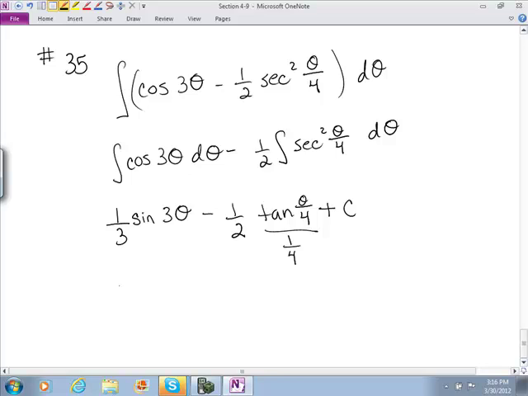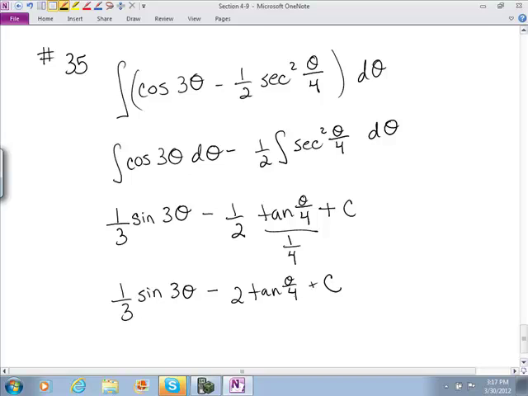So this cleans up to be 1/3 sine 3 theta minus, so multiplying by 4 is the same as dividing by 1/4. So this is 1/2 of 4, which is 2 tangent theta over 4 plus c. And so you might want to practice, take the derivative of that and see that it does work.